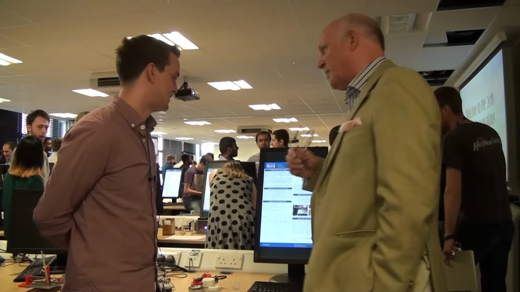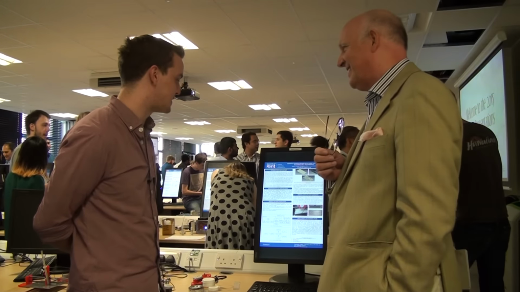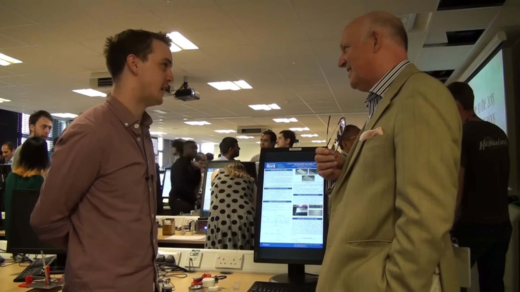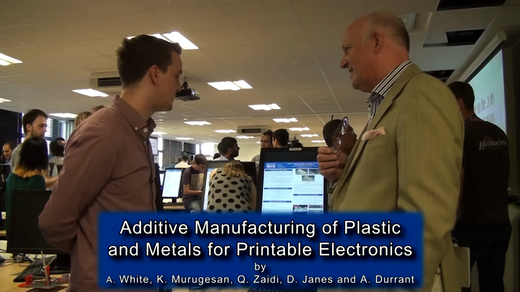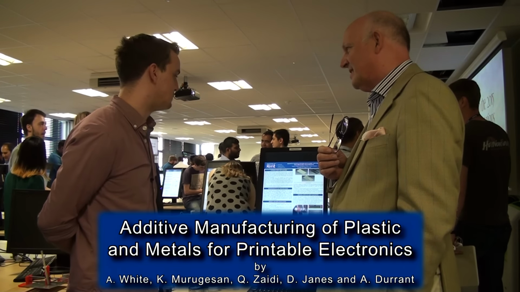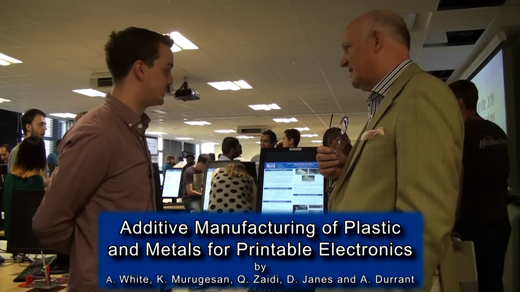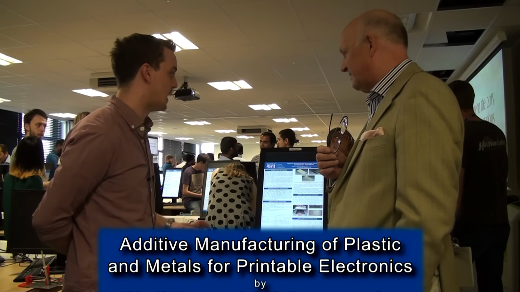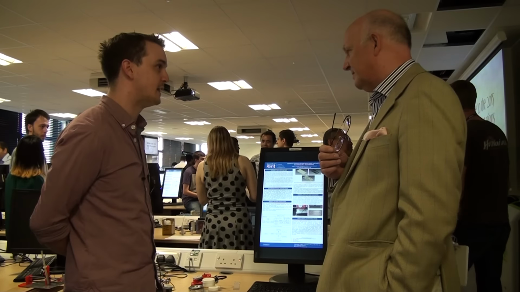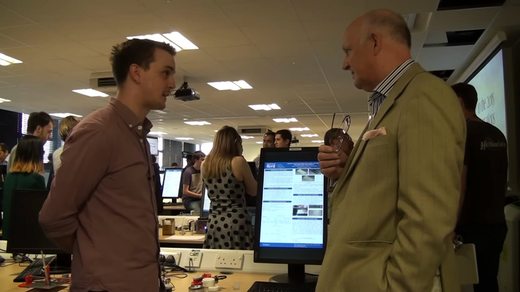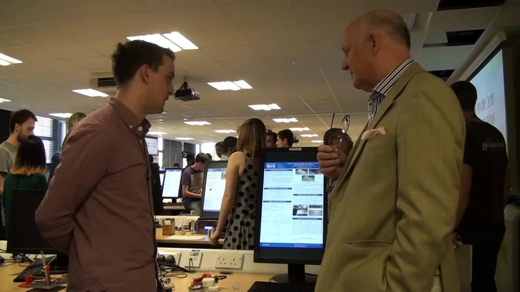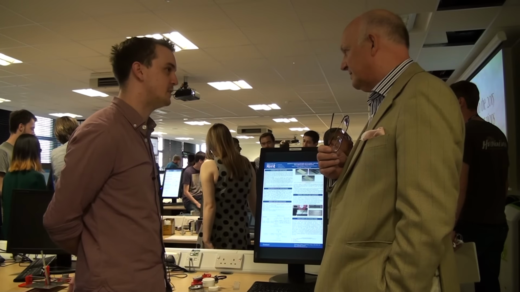Tell me what this project's all about. Okay, so the aim of this project is to produce a PCB circuit design using a 3D printer. We've got a 3D printing device that prints out the plastic for the base of the PCB, which we then switch over to a second extruder head, which will then print out the tracks of the PCB, forming a fully functioning PCB device.